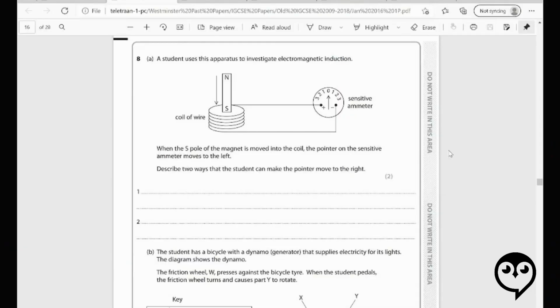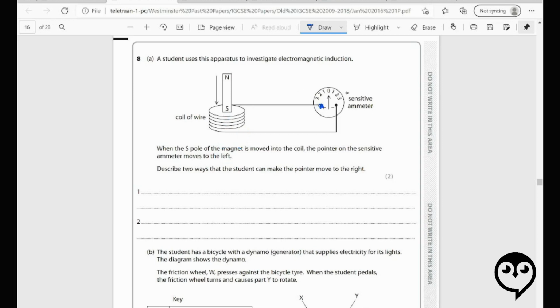Okay, I've got a question here from January 2016, paper 1. We've got a magnet and a solenoid, and it's going to cause the ammeter to move. We could go through with Lenz's law and our right-hand grip rule and see that when we are moving a south pole in, there will be a south pole here to resist, meaning a north pole there. Your thumb's pointing down, and the current is all facing this way, which goes to the left, which is why the pointer goes to the left.